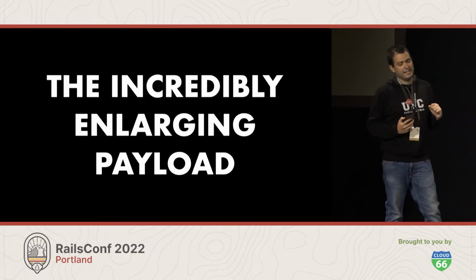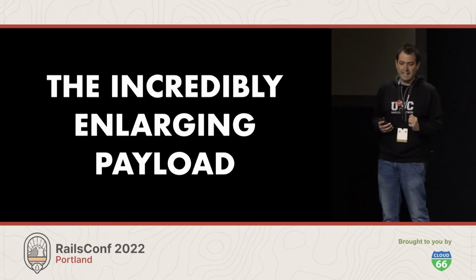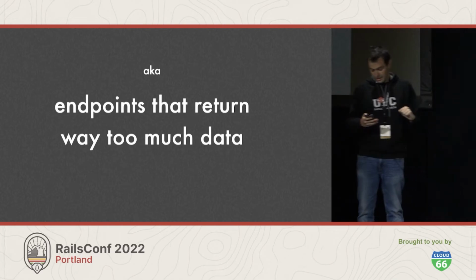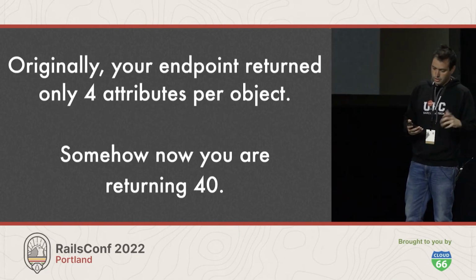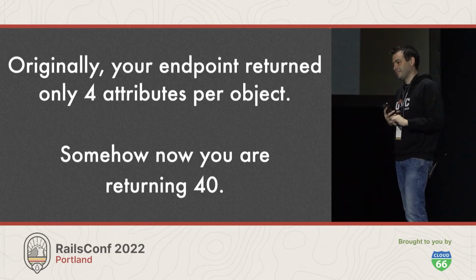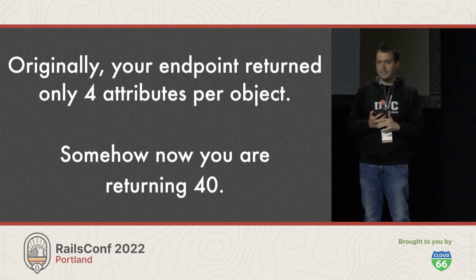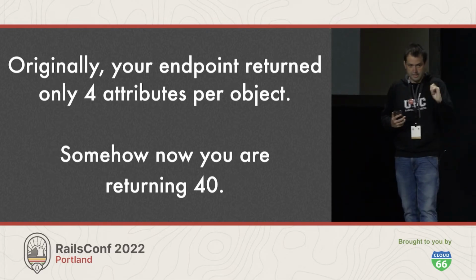Next one is, I love this one. And I think anybody that has been in a company for more than 5 years has seen this. I call it the incredibly enlarging payload, AKA endpoints that return way too much data. So 5 years ago, you created this tiny little endpoint. It was an index, and you were returning 4 attributes per object. And then, some time passed, you moved to a different team, and then suddenly it's returning 40. You need to get a browser extension to parse it because it's impossible to read.